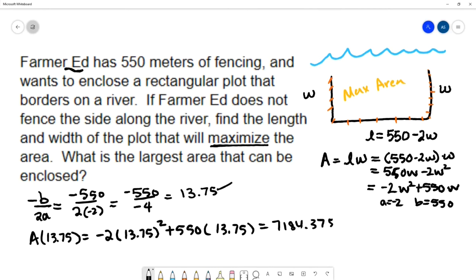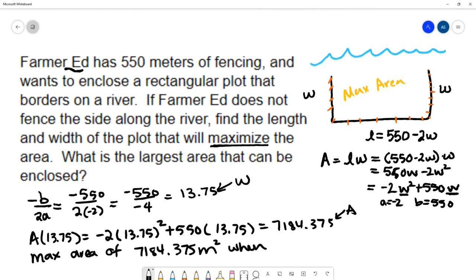So this number right here represents the width because the width is the variable that's used in our equation, and this one represents the area. So we're going to have a max area of 7,184.375 meters squared when we set a width of 13.75 meters.